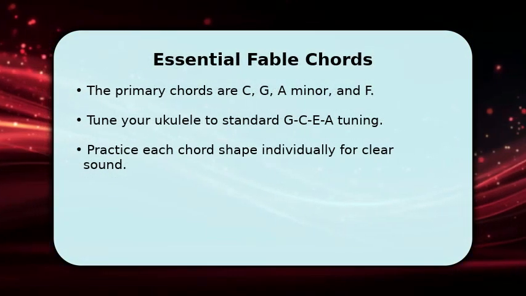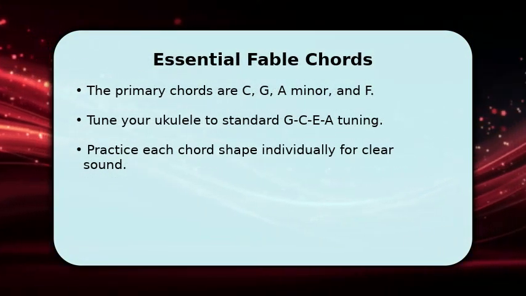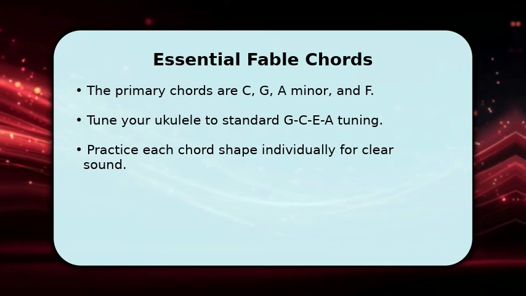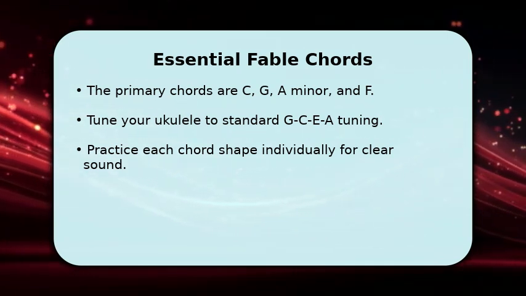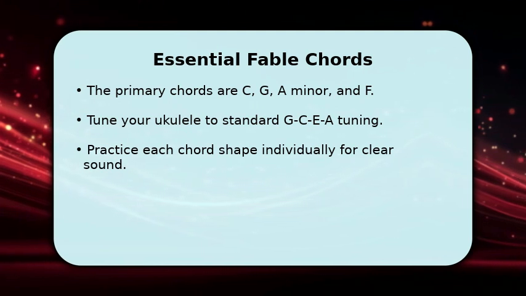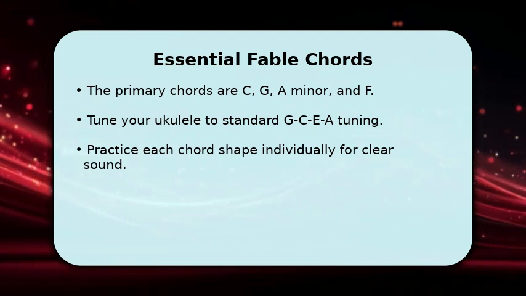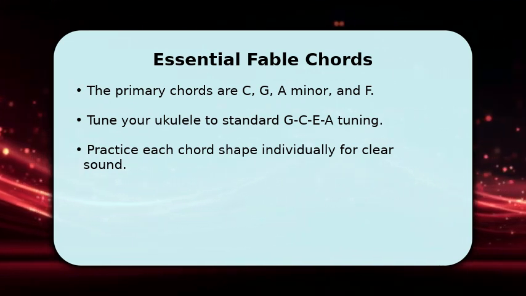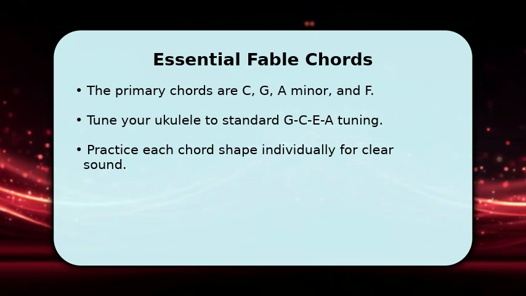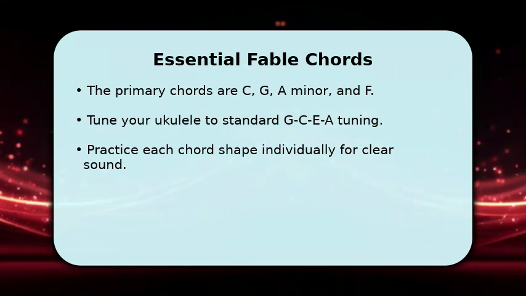To play Fable, you will primarily need 4 essential chords: C, G, A minor, and F. The C chord is played on the 3rd fret of the A string. For G, place your fingers on the 2nd fret of C, 2nd fret of E, and 3rd fret of A. A minor uses the 2nd fret of G. Finally, F requires the 1st fret of E and 2nd fret of G. Master these 4 shapes first.